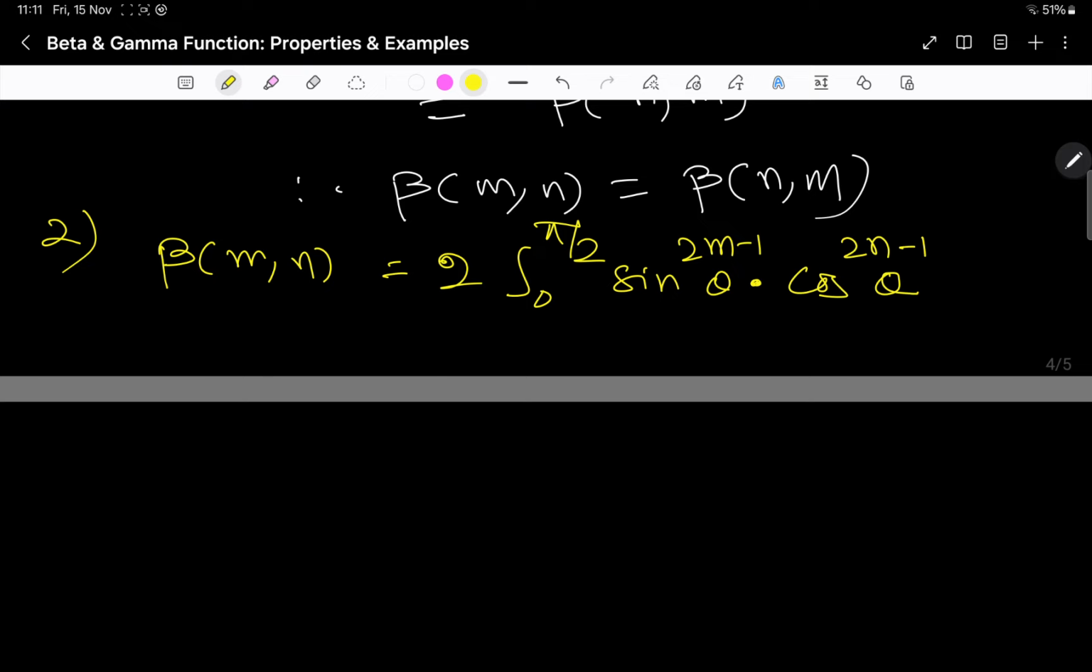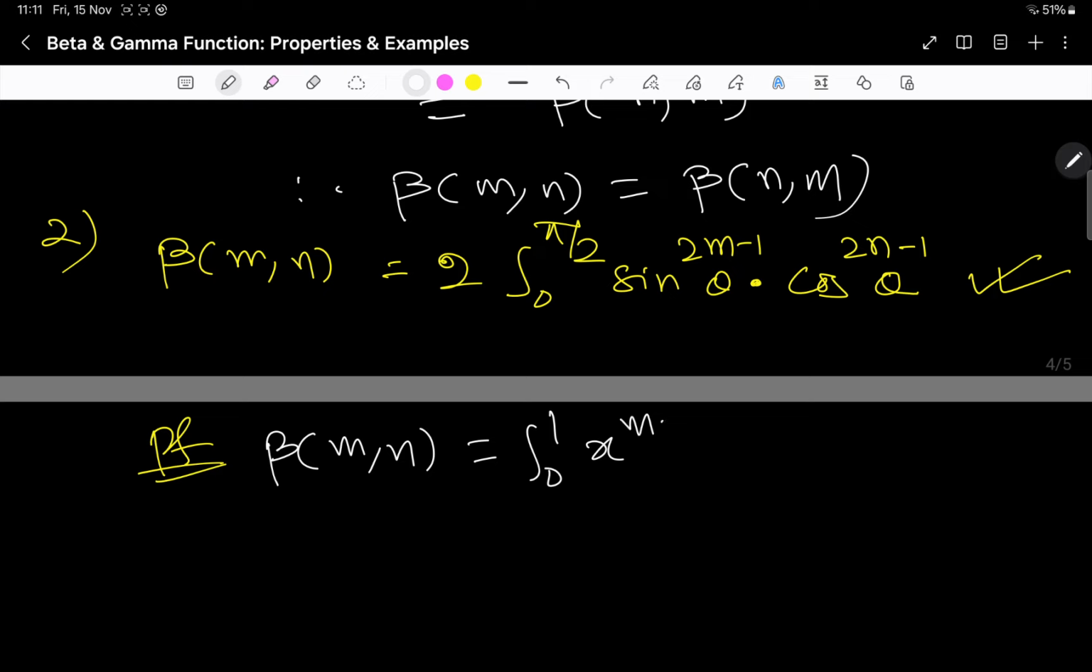Okay. So unless we know this proof, sometimes we may forget the property. So once we know the proof, then we will get the result instantly. So you see how I can prove it. So let us prove it. As you know, beta mn is integral 0 to 1 x to the power m minus 1, 1 minus x to the power n minus 1 dx.